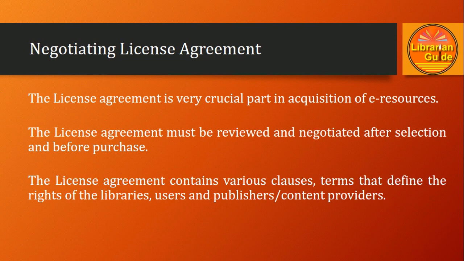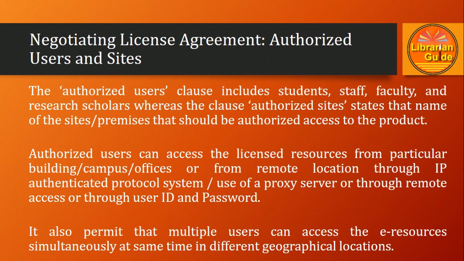So what is the first thing to be taken care of? That is the authorized users and sites who are going to use it. Authorized users may include staff, students, faculty, and research scholars. The authorized site may include the name of the site and premises that should have authorized access to the product. Authorized users can access the licensed resources from a particular building, campus, or offices, or from a remote location through an IP authenticated protocol system, use of a proxy server, remote access, or user ID and password.